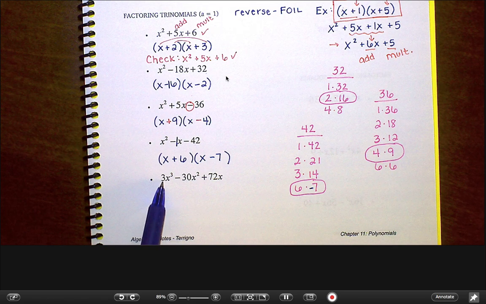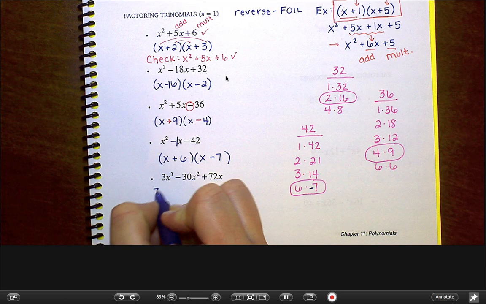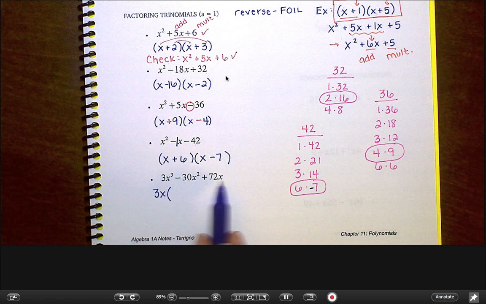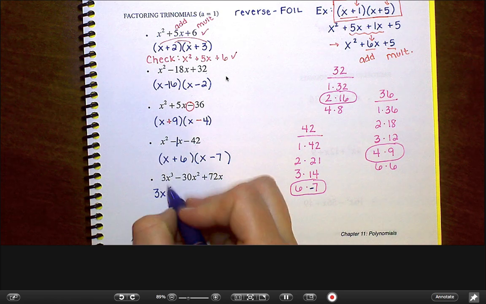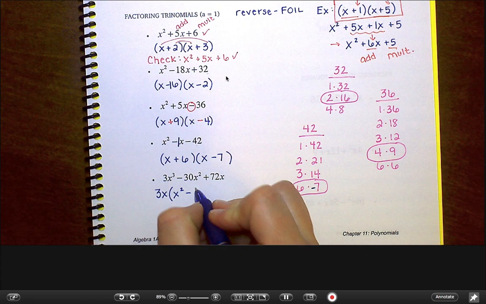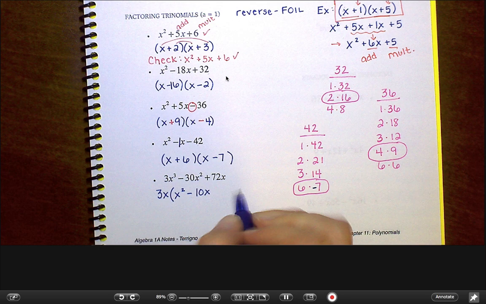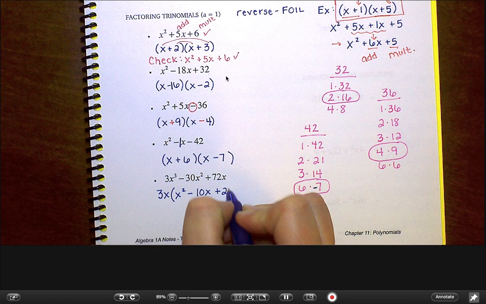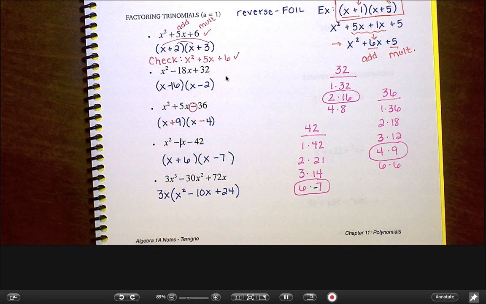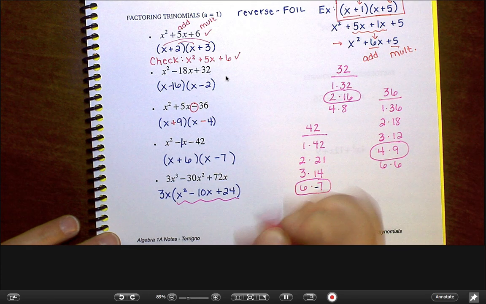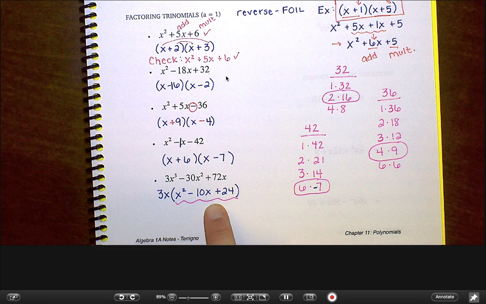But this one, I'm going to pull out a 3x, okay? Because they all have an x in common, they all have a 3 in common. That's going to leave me with an x squared here. That's going to leave me with a 10x here. And then 72 divided by 3 is 24, so that's going to leave me with a +24. Now I can take this thing and factor this again. I can take another step with this piece that's left inside the parentheses.